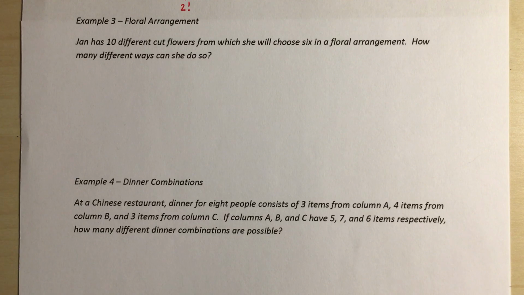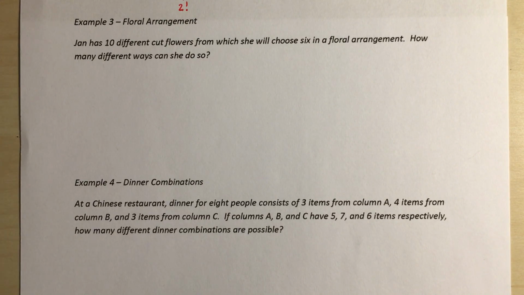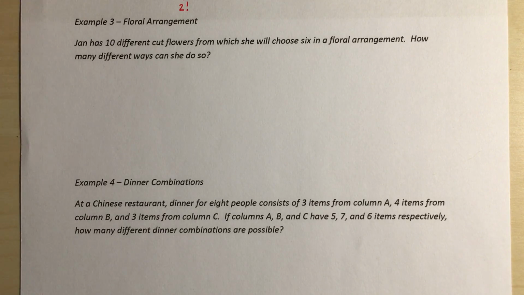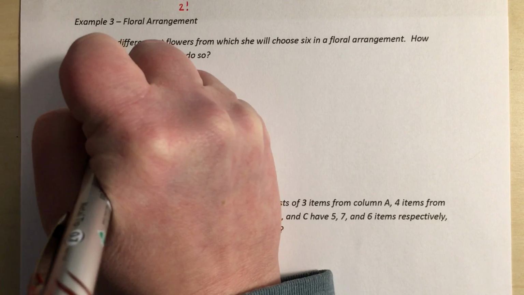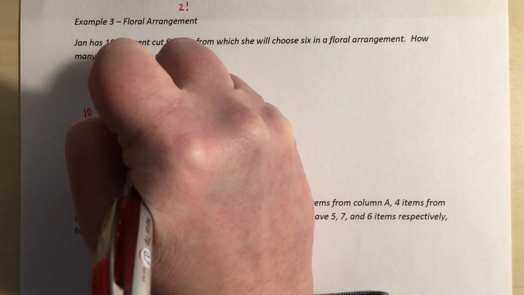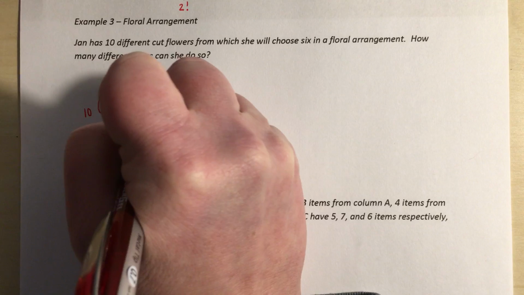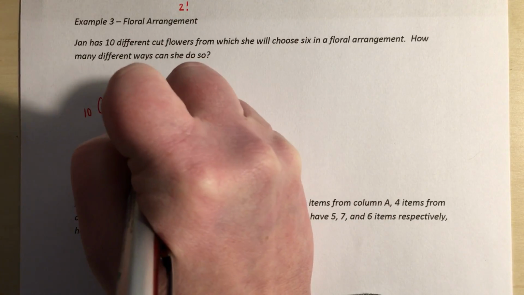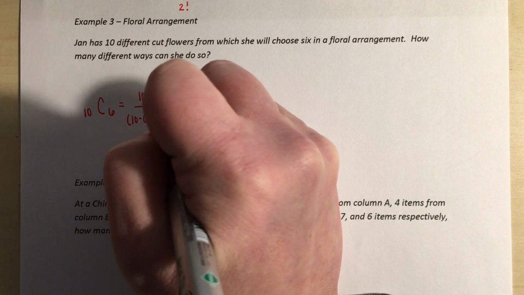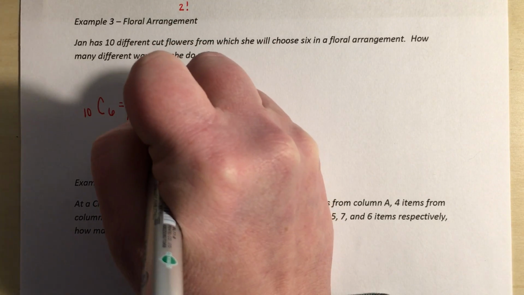Right? So again, we're thinking of our nCr. n is the number of items, r is the number of things being selected. So we're taking 10C6. So that's 10 factorial over 10 minus 6 factorial times 6 factorial.